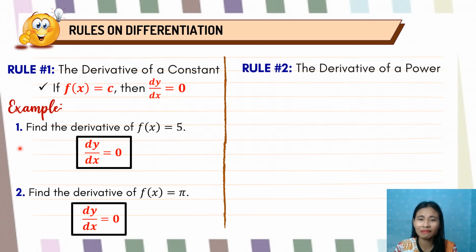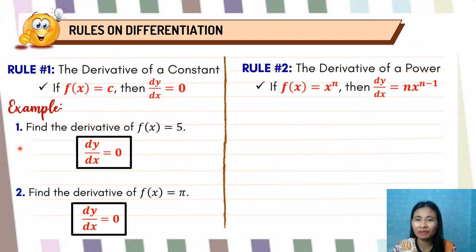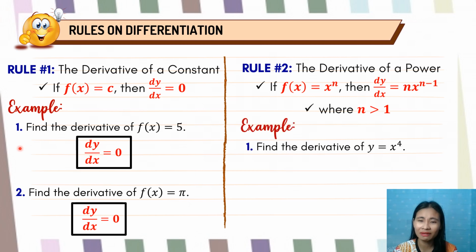Next is rule number 2, the derivative of a power. If f of x is equal to x exponent n, then dy over dx is equal to n times x exponent n minus 1. What do we mean by this one? Let's have an example. Find the derivative of y is equal to x exponent 4.